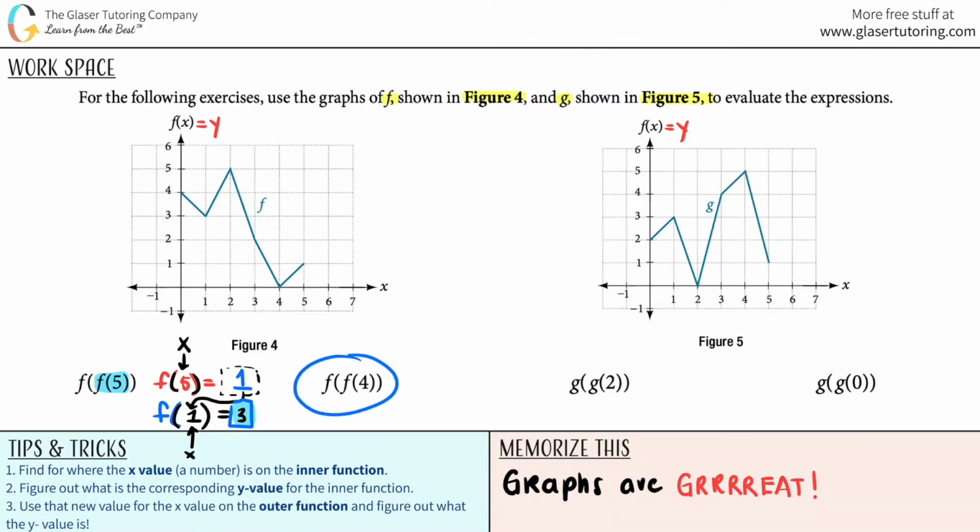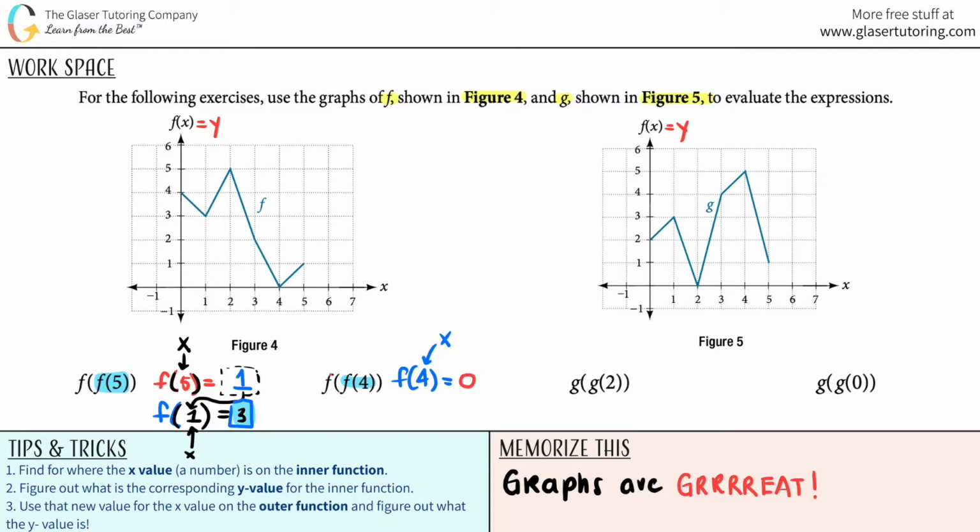Okay, let's try again for here. Inner is f of 4. So f of 4, this is in parentheses, so I know that that has to be an x value. The f graph is over here. 4 is right here, but it hits the graph already, so I know that the corresponding y value is 0. So the first answer would be 0.